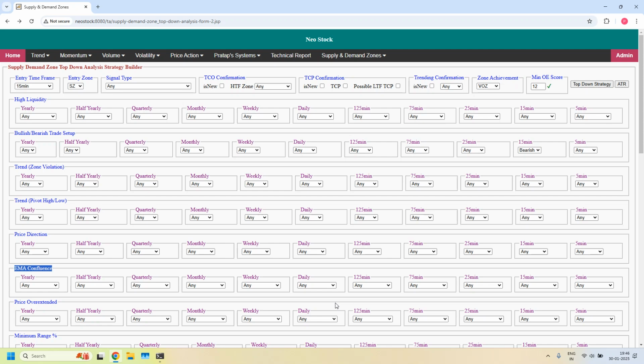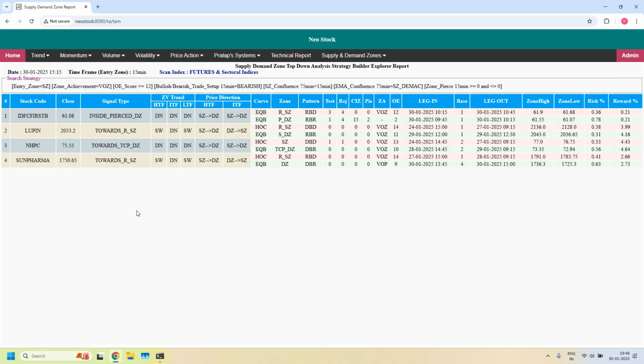So in the EMA confluence, I am adding the filter at 75 minutes time frame: 75-minute supply zone having daily EMA confluence. With this filter, now the list has come down to 4 stocks. So these 4 supply zones are even more high probability supply zones. Maybe that is the reason why, see, IDFC First Bank already tested 3 times. Okay, this is about a bearish trade setup based on LTF and ITF supply zone and EMA confluence.